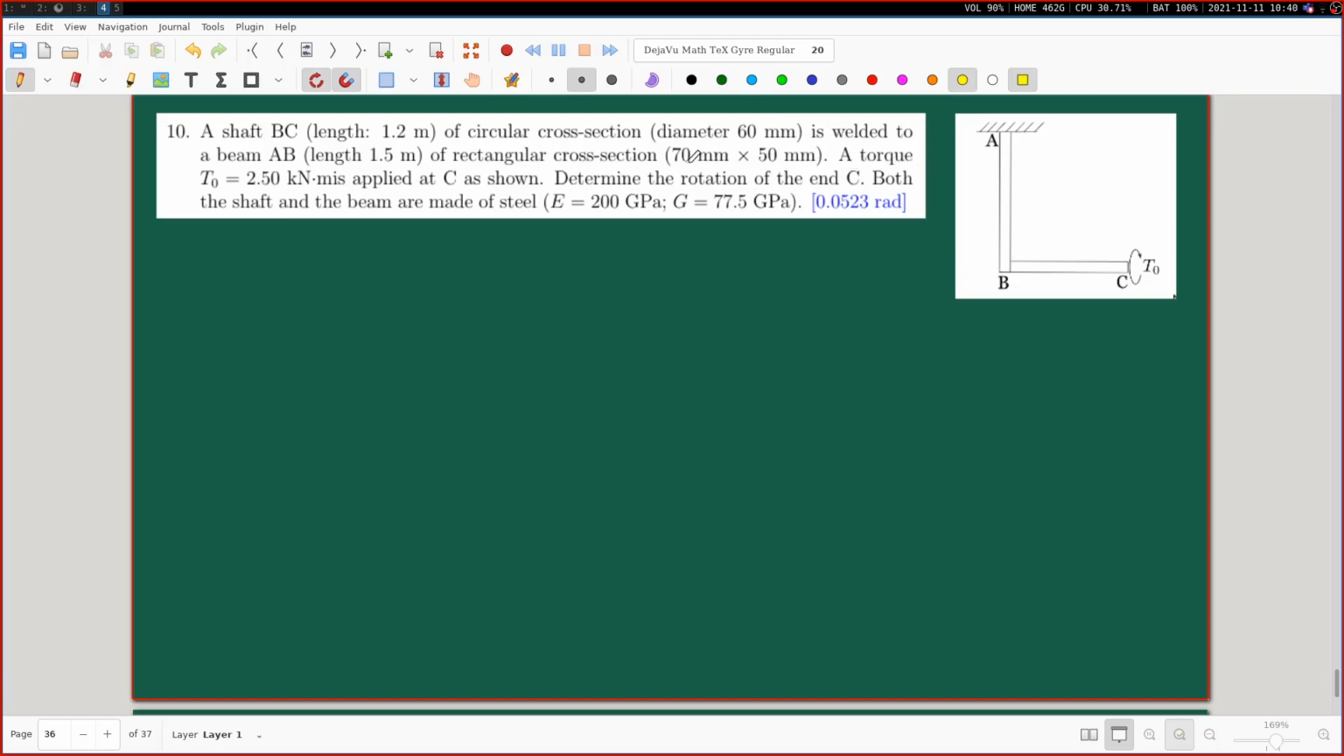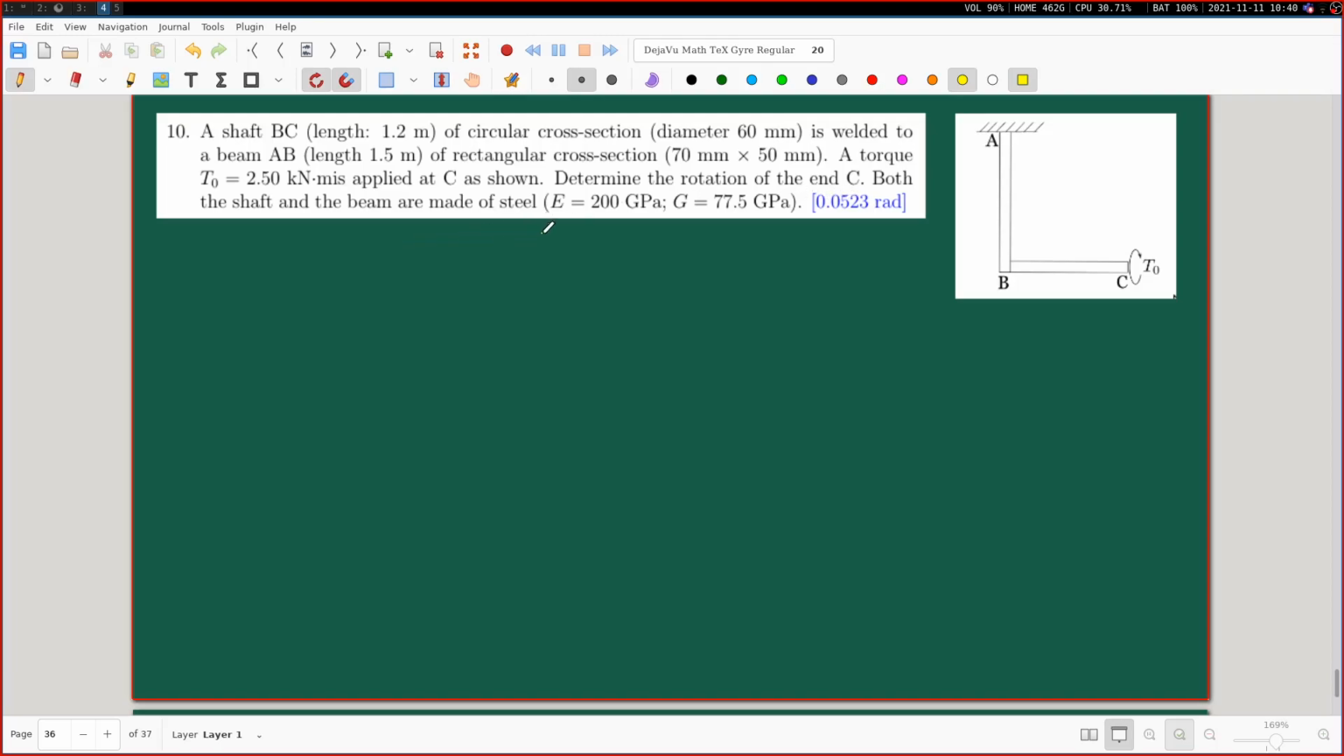Now a torque T naught equal to 2.5 kilonewton meter. Please note that I've mistyped this; there's a typo here, a gap between the number and the unit. It is applied at C as shown. We are supposed to determine the rotation of the end C.